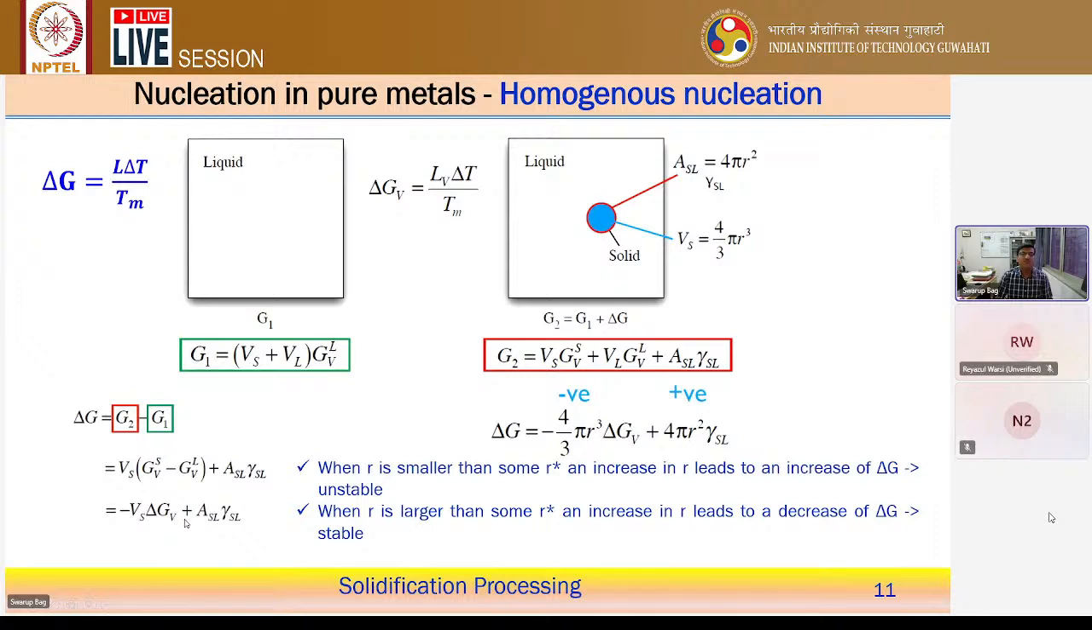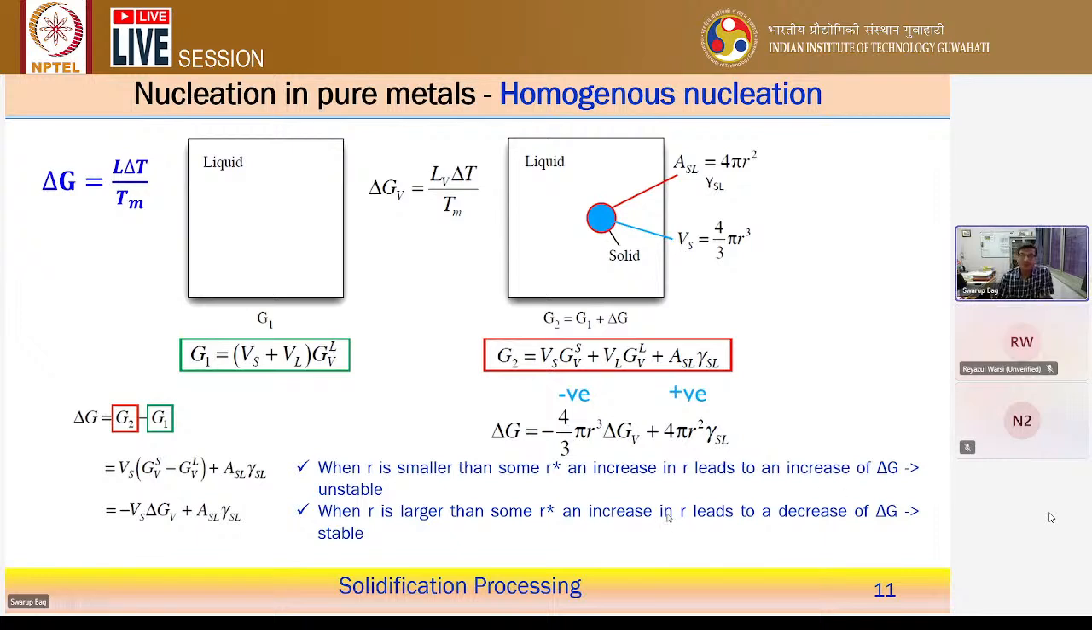So ΔG = −Vs·ΔGV + ASL·γSL. These we can calculate, and now Vs equals the volume of the spherical nucleus, 4/3 πr³ ΔGV, plus 4πr² γSL. So the total free energy change of this system when a nucleus forms: the volume free energy change is negative, and the surface free energy increases positively. Surface free energy is proportional to r², but volume free energy is proportional to r³, and that is decreasing.